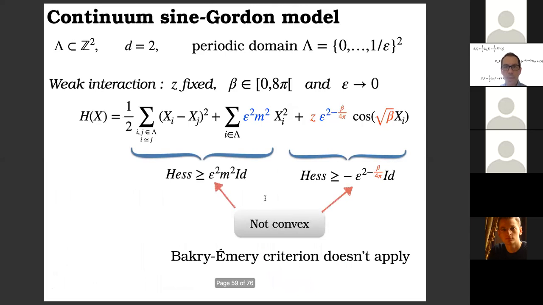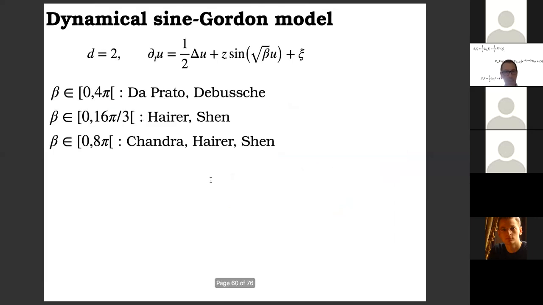So let me again come back to the analogy, or to what I said before on the Hessian. The Gaussian part has now a Hessian which is bounded from below by epsilon square m square. So let's say m is equal to 1. And the potential has now a Hessian which is bounded from below by epsilon square minus beta over 4 pi. This is going to 0, but not as fast as this one. So as such, one cannot apply the Bakry-Emery criterion. One needs to do something, because this is still much more negative than this part.